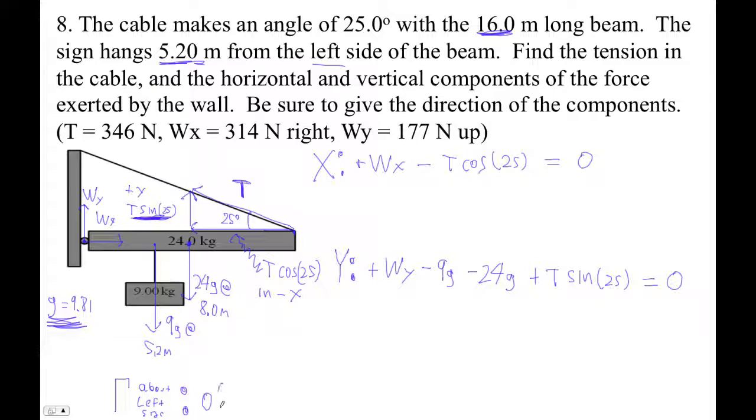We've got 0 times the wall. It doesn't matter whether it's x or y, it's just 0. So these forces drop out. This is good news. The next one that comes along is this guy, which is going to torque us clockwise. So plus 5.2 times 9g.